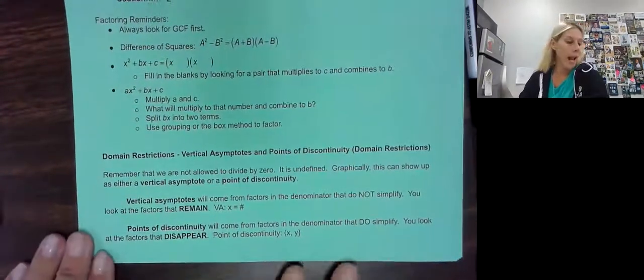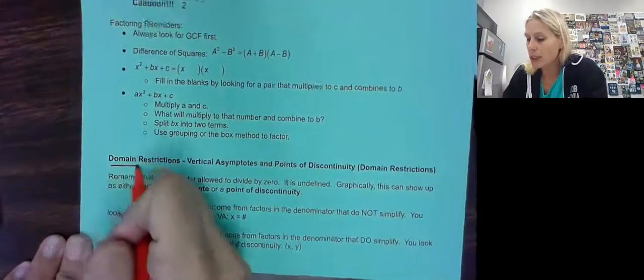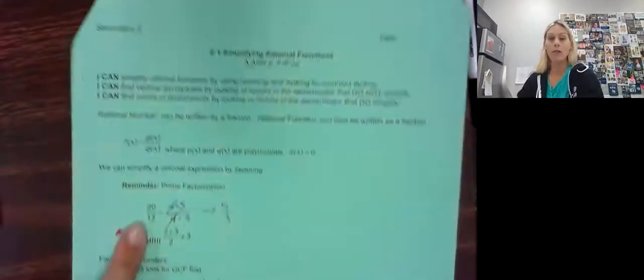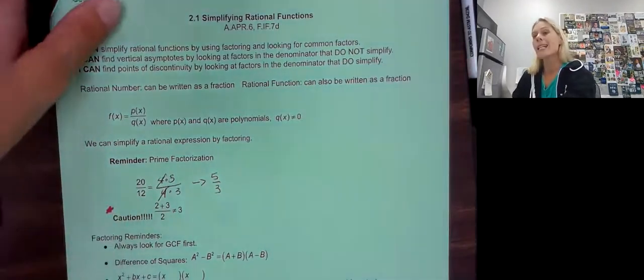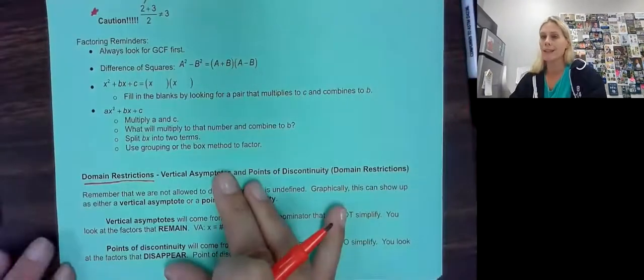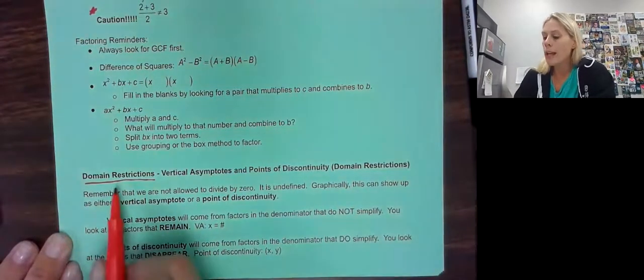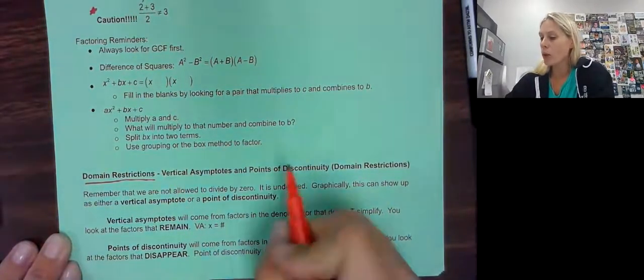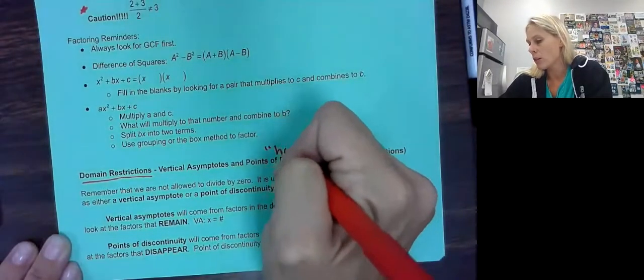And then we have domain restrictions, okay? So domain restrictions, meaning it can't happen. Because as you can see with fractions, right? And this is what rationals are. We cannot divide by 0. That denominator cannot equal 0. We kind of touched base on that last chapter a little bit, but we're going to do it a little bit more this chapter. So we have two types of domain restrictions: vertical asymptotes and points of discontinuity. Points of discontinuity are also called holes.